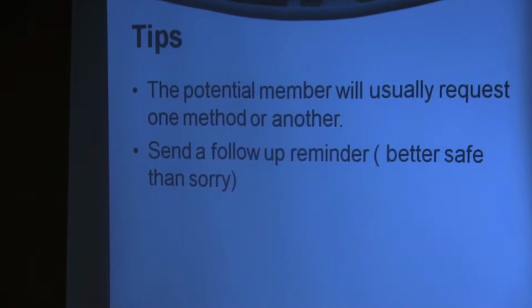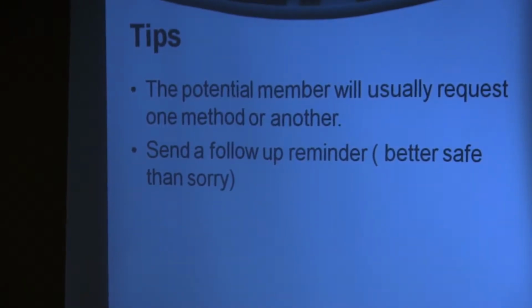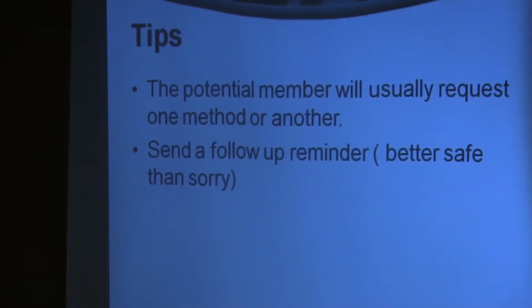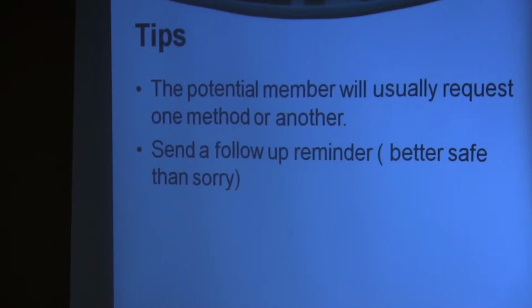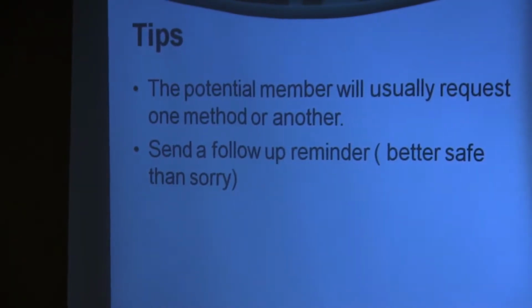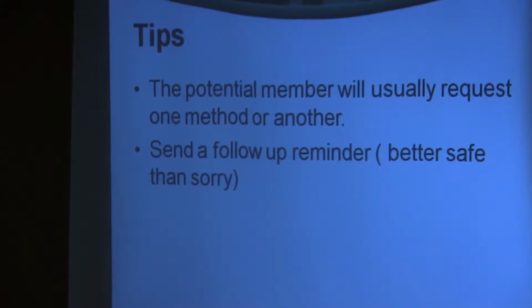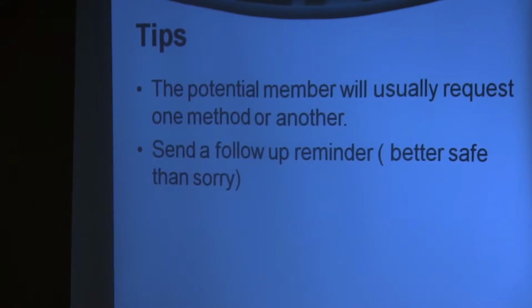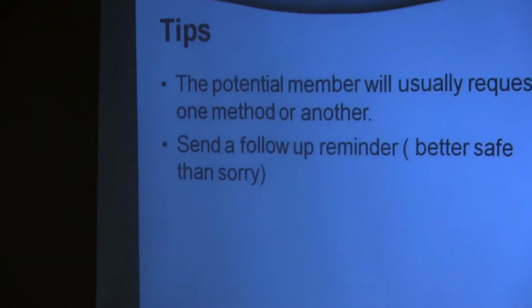So, tips. The potential member usually requests one method or another. They'll tell you snail mail or email. I recommend already having it sent out in the mail by the time you call them, so you can say, well, we already sent one to you. You can just expect it. Or if you don't want to seem creepy, don't tell them you sent it already. Just say, yeah, you can expect it tomorrow. And they'll think, oh, they express mailed it to me. You're like, no, not really. I sent it out a week ago. But whatever.